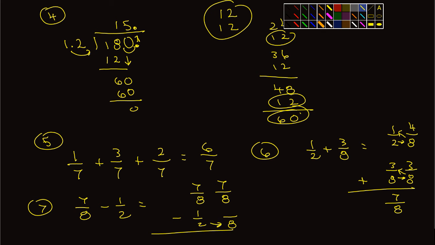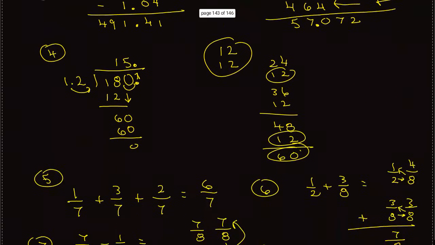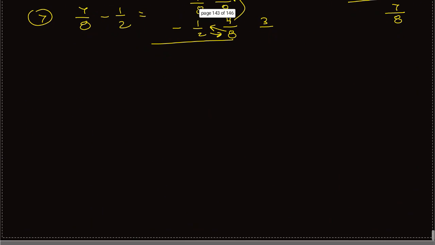2 goes into 8 4 times. 1 times 4 is 4. Now what do I do? I just subtract. I subtract the 4 from the 7. I'm subtracting the numerators. So the answer is what? 4 from 7 is 3/8. That's the answer to number 7. Let's do a couple more.